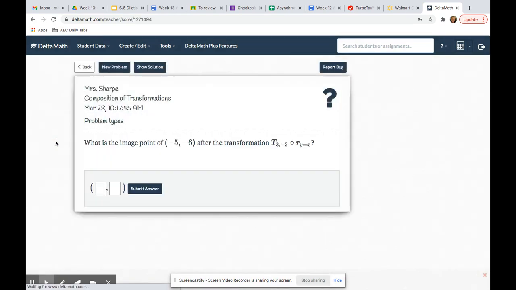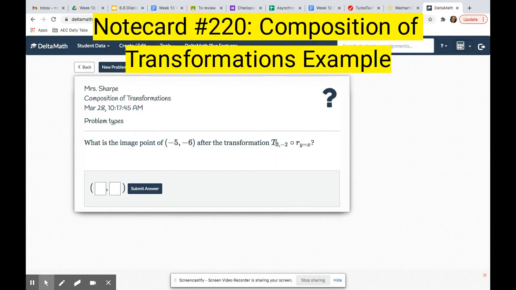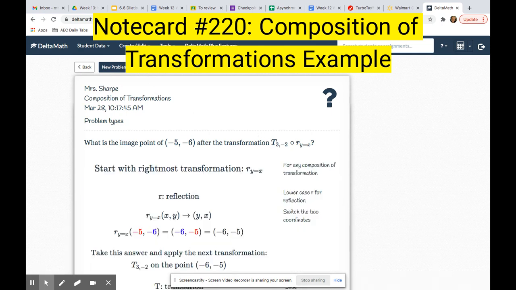Okay, now this one is a composition of transformations. So what does this mean? I wanted to talk about this notation with you. What is all of this? T, what do we think that stands for? It's probably a translation. And then R over y equals x, that's going to be a reflection. So I want to show you the solution here.